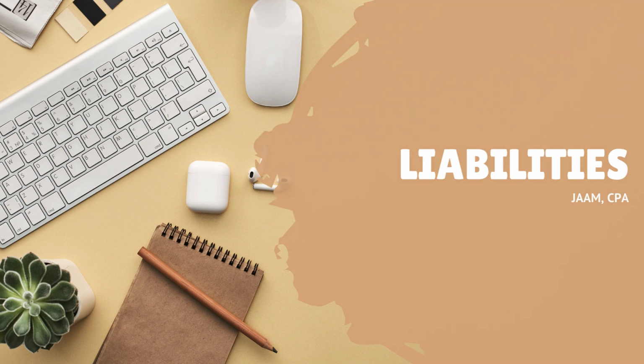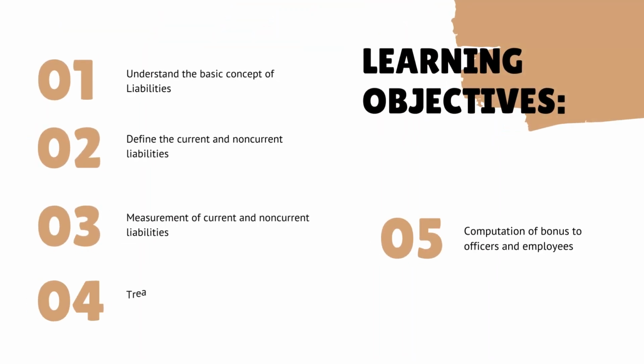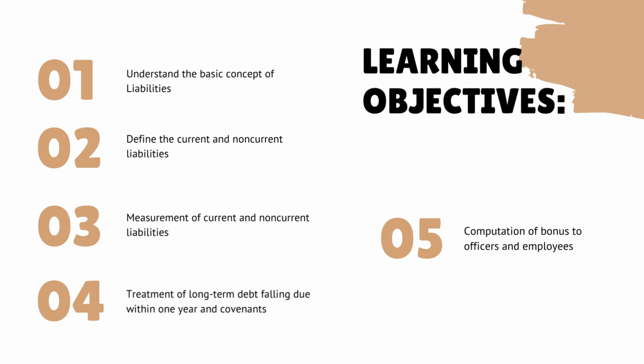Okay? So for our learning objectives in this video, first is to understand the basic concept of liabilities. Second, define the current and non-current liabilities. Third, measurement of current and non-current liabilities. Fourth, treatment of long-term debt falling due within 1 year and covenants. And lastly, computation of bonus to officers and employees.